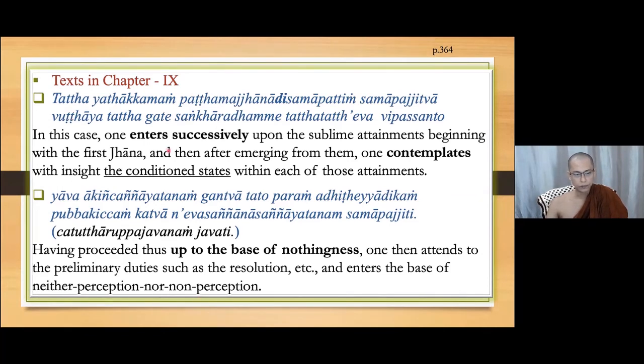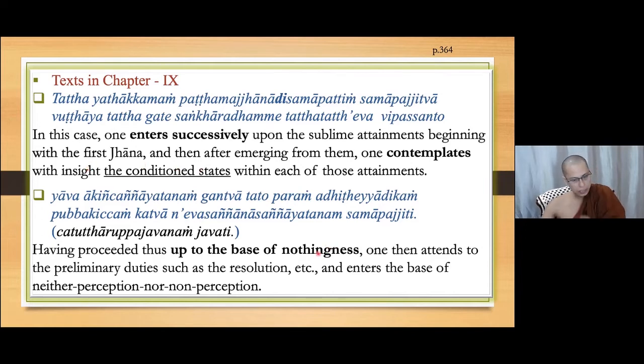So let's review as the text of chapter 9 explained. Those who intend to attain cessation must enter successively, beginning from the first jhana up to the base of nothingness, the second highest jhana. In each jhana, he needs to contemplate the conditioned states within this attainment by insight knowledge.